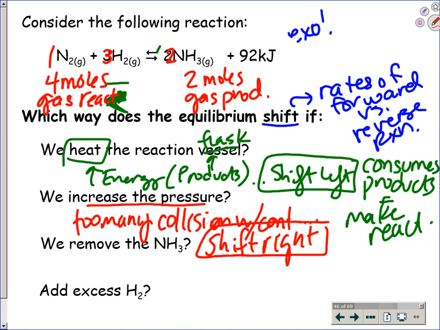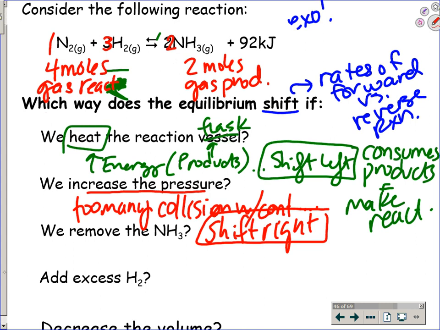Okay, so identify the stress and find a way to fix the stress. So the first one, the stress was too many products. How do I get away from products? Go the other way. The second stress was I have an increase in pressure, which to me means too much stuff bouncing around. How do I get away from too much stuff? Go to the side with less stuff, less moles of gas.